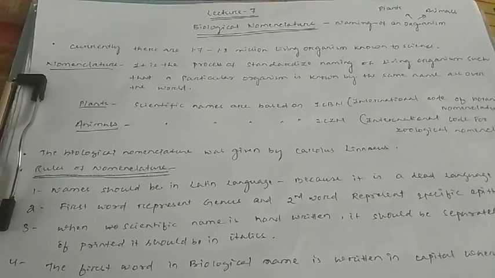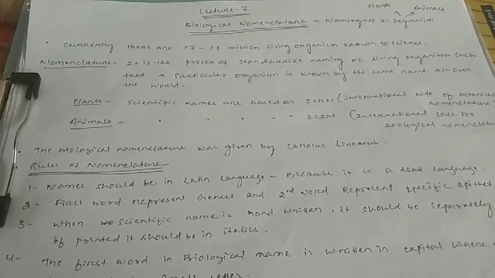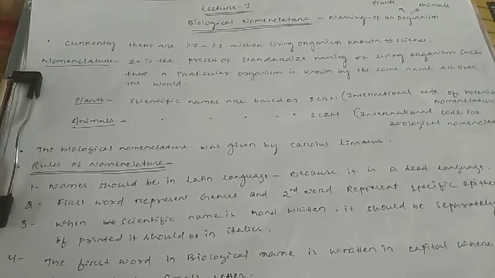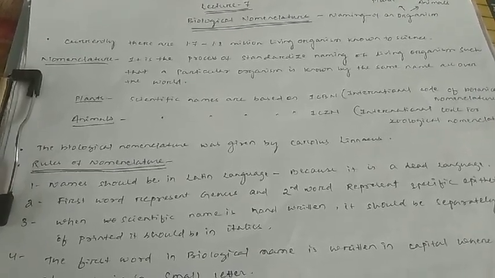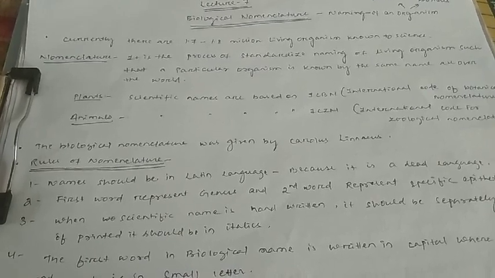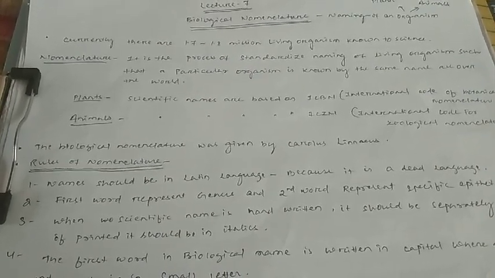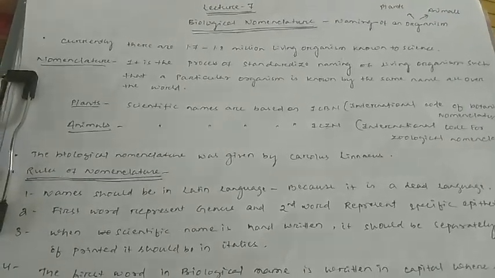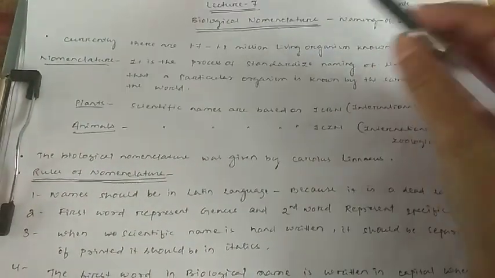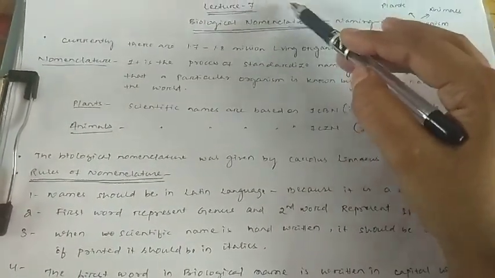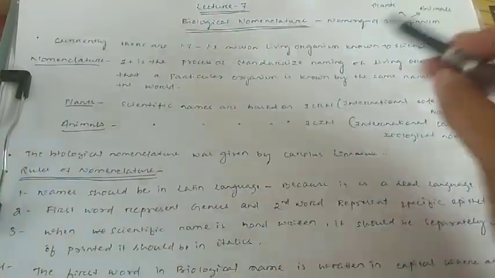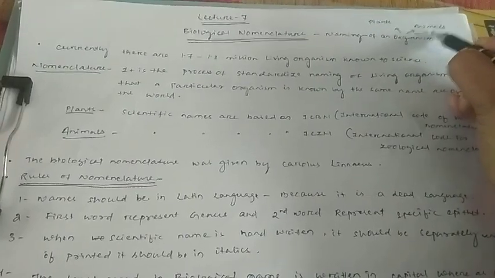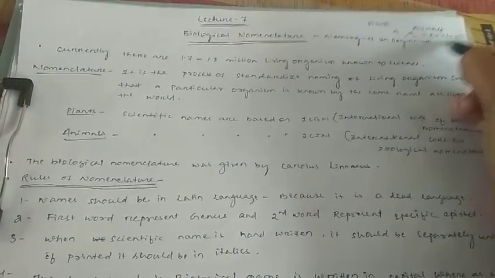Here we will discuss biological nomenclature. Nomenclature, as you already know from class 9th, means giving names, right? Biological nomenclature means every living organism has its scientific name. For example, the scientific name of mango is Mangifera indica, right? That is a biological name or scientific name. It is the naming of any organism, like plants, animals, and even bacteria or viruses.